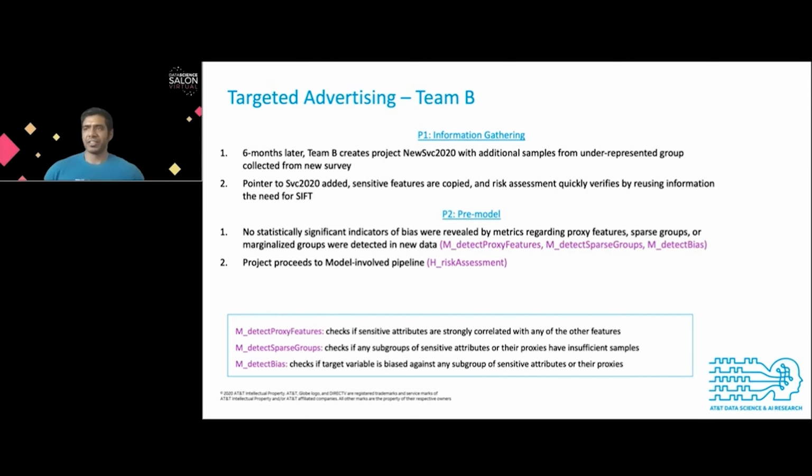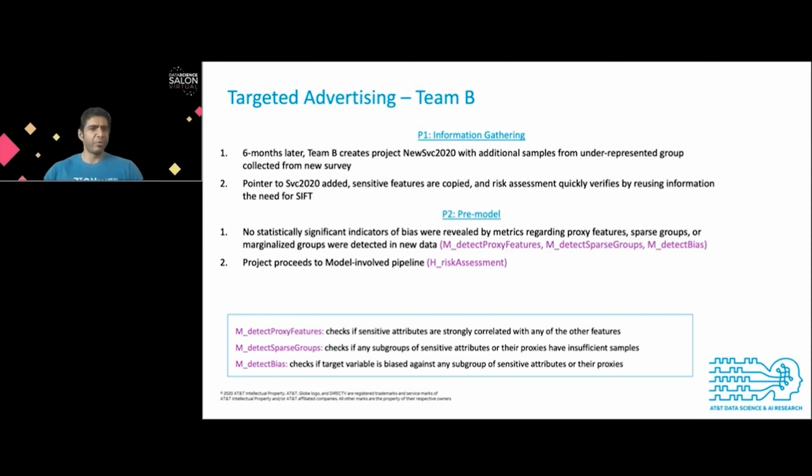No statistically significant indicators of bias were revealed, like proxy features. There are no proxy features, in terms of features being strongly correlated with the sensitive features. There are no sparse groups. There are no marginalized groups as detected by the specific statistical algorithms. And then the project proceeds to model involved.